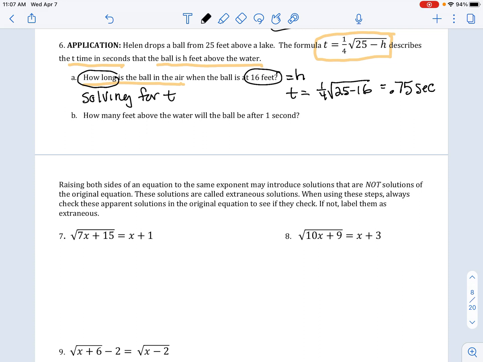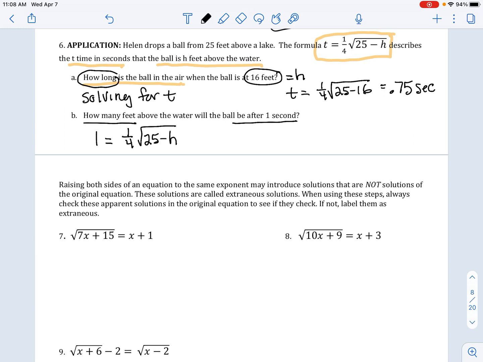How many feet above the water will the ball be after 1 second? So the question is how many feet? Well, feet is h, and h is inside the radical. And so we're going to set t equal to 1, and we're going to solve for h. And so we're going to follow the steps to solve a radical equation.